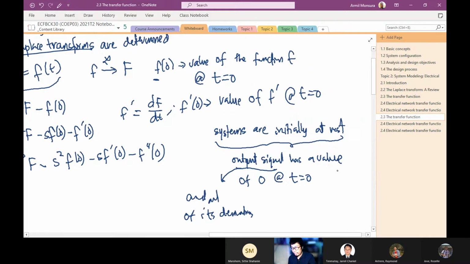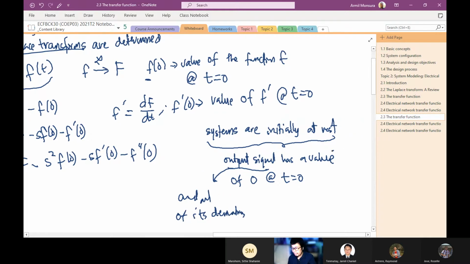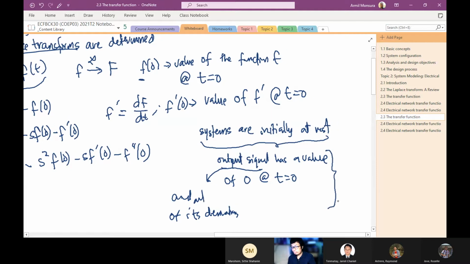Okay, kumbaga, we collectively call this thing, okay, as initial conditions. Yung output signal at t equals 0 at saka yung derivatives of that output signal at t equals 0 are all initial conditions. Okay? So ngayon, ang gagawin natin is that since your system are assumed to be initially at rest, okay, then all of the initial values of that function, okay, is 0.